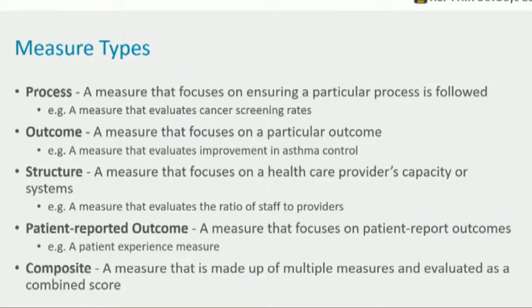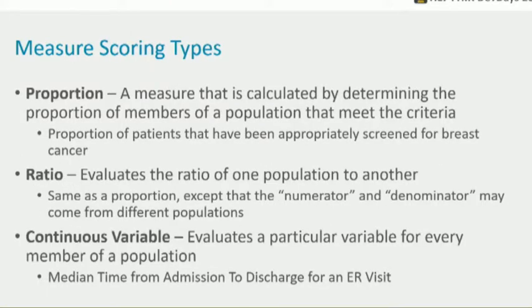A structure measure is something that focuses on a healthcare provider's capacity, so number of beds in a hospital or things like that. Patient-reported outcome measures focus on the results of surveys or questionnaires from the patient themselves. And then a composite measure is one that's made up of multiple measures. So a wellness measure, for example, might consist of multiple screening measures. Okay? So within all of those different types of measures, you have measure scoring types.